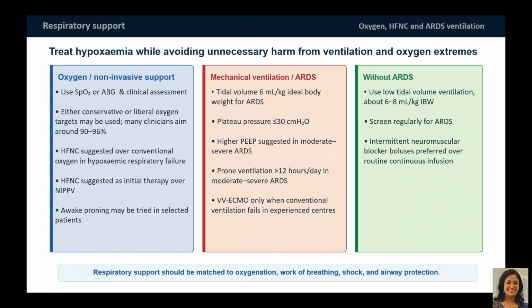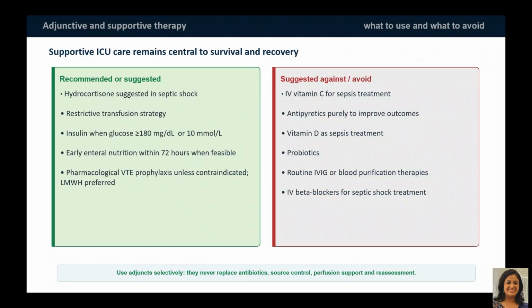Okay, so the take-home message in this slide is that the oxygen target is about 90 to 96 in non-hypoxic patients, if the patient does not have COPD or bronchial asthma. Go for high flow nasal oxygen or CPAP if there is any oxygen requirement. Awake proning is also recommended.